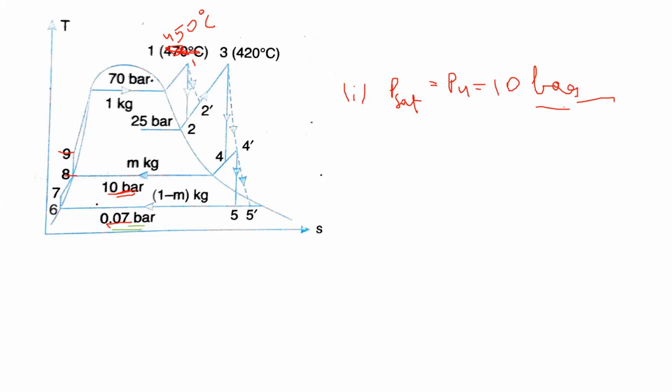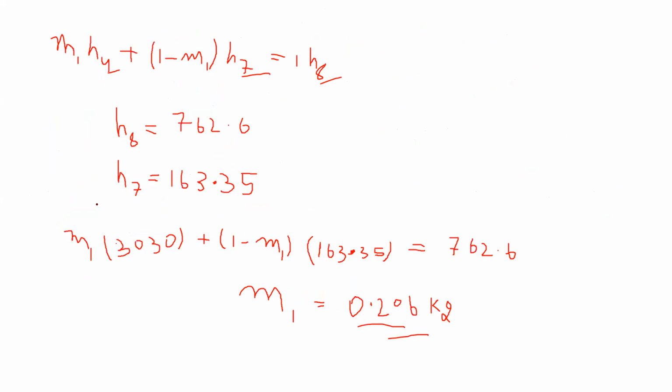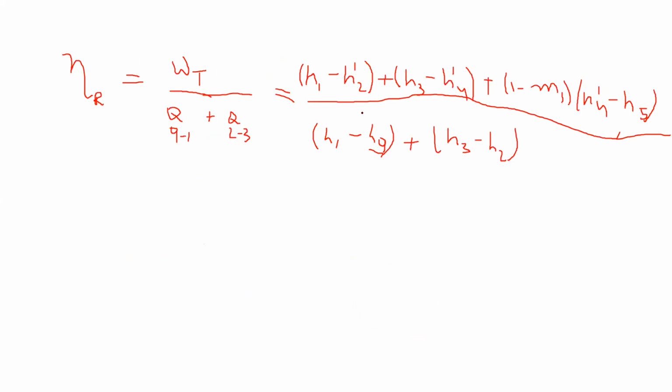If you neglect the pump work, then the enthalpy is equal during the pumping process. Then H8 is equal to H9. I already took that value while calculating the mass of the fluid. That's why we have the value of 762.6. Just incorporate these values in this equation.